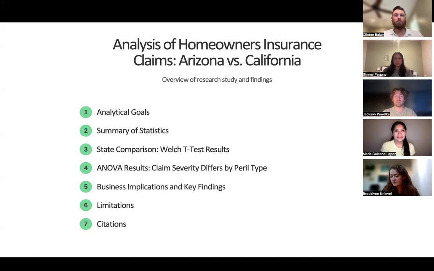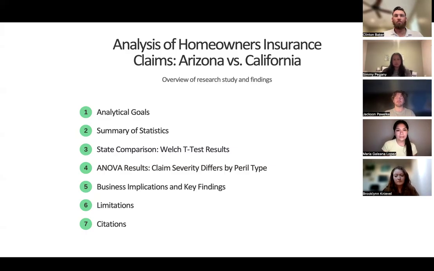Today we will be presenting our analysis of homeowner insurance claims across Arizona and California. The overarching goal of our project was to determine whether claim severity differs between the two states and whether different peril types, such as earthquakes, fire, water damage, wind, significantly affect the average claim amount.